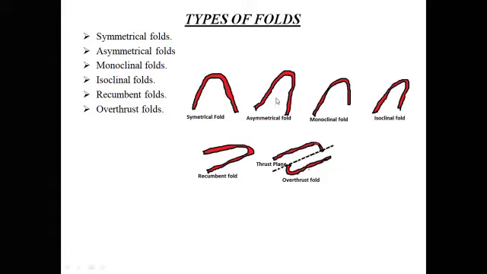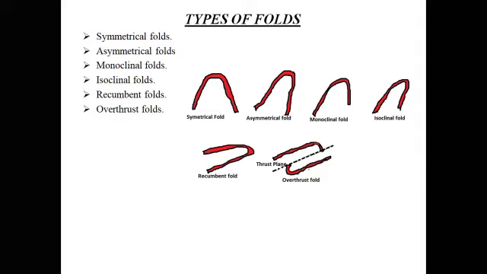Another feature of this type of fold is that the limbs do not have an equal angle. In the same way, if you draw a line in the middle and try to find the angle of both the limbs, you will find that the angles are different. So such types of folds are called asymmetrical folds.